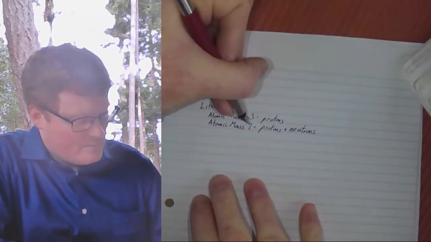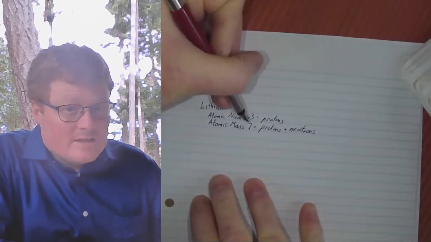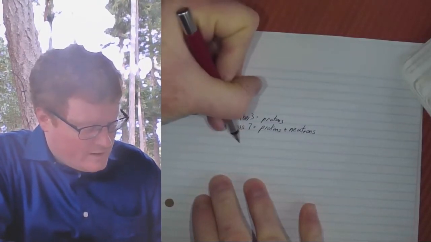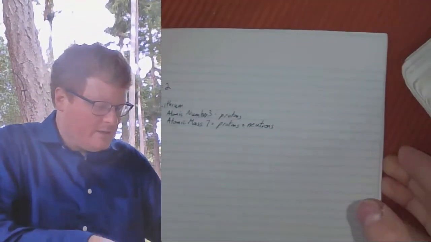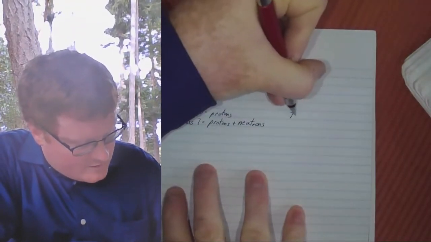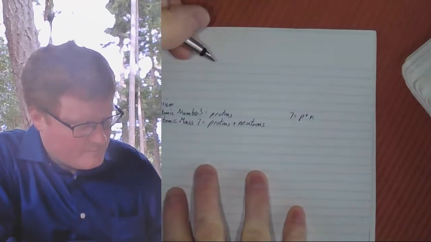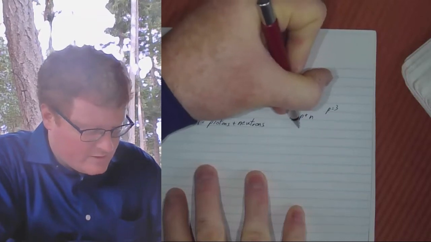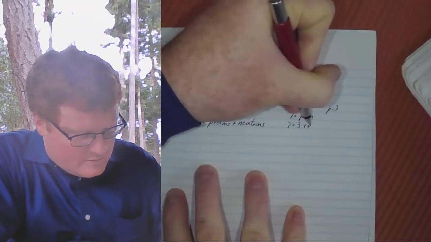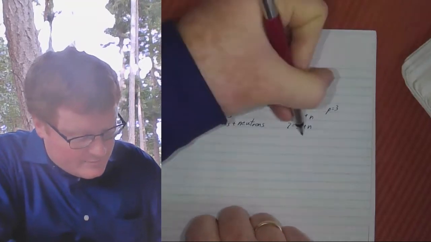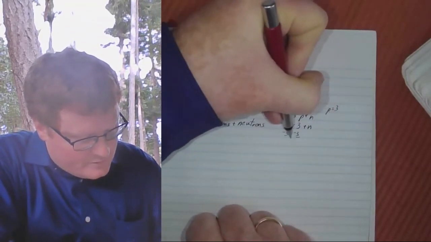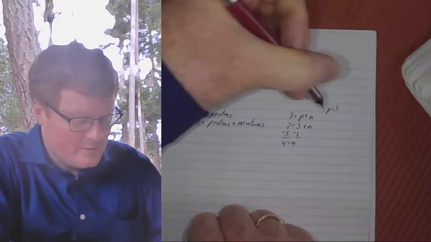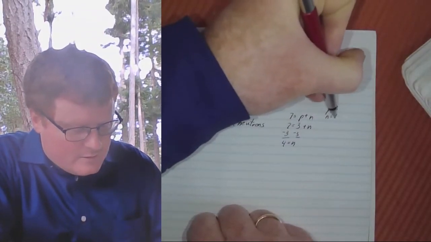So if I have 3 protons and I have 7 protons plus neutrons, how many neutrons do I have? Well, it's just a basic algebraic expression. I'm going to work over here on the side. We have 7 equals P plus N, but I know P equals 3. I can put 3 in for P, simple substitution. I want to isolate N, so I subtract 3. 4 equals N. I have 4 neutrons. So in my nucleus, I have 3 protons and 4 neutrons.